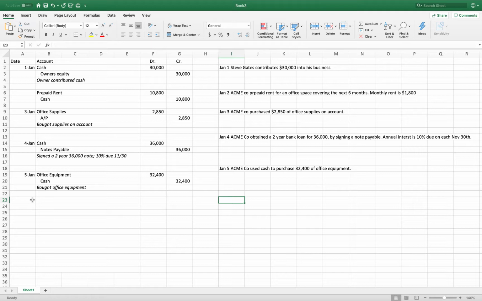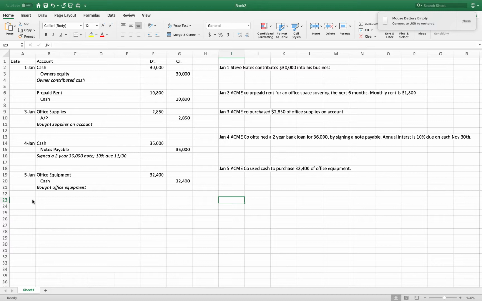There are going to be times when somebody pays us for services that we have yet to provide them. Okay? Meaning, we were given cash and we expect to provide a service in return at some future date. Okay? So let me give you the example here.